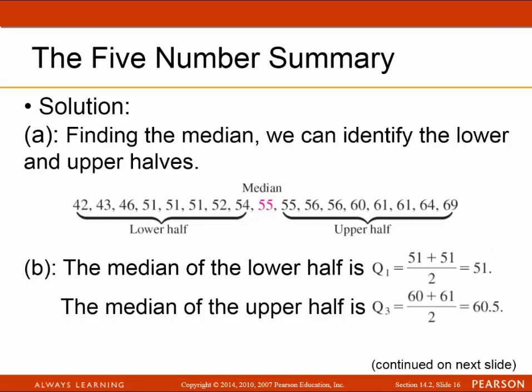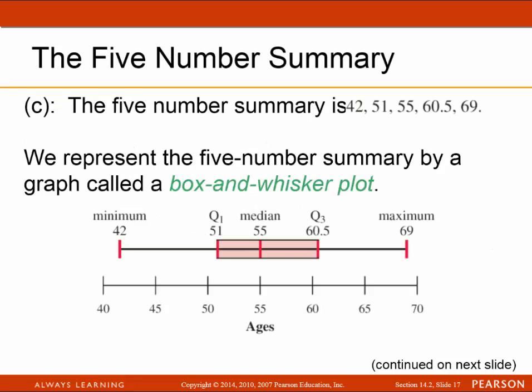Now the median of the lower half is your first quartile, which is (51 + 51) divided by 2, which is 51. And the median of the upper half is Q3, which is (60 + 61) divided by 2, which is 60.5. So the 5-number summary is the following: 42 is the min, 69 is the max, Q1 is 51, Q3 is 60.5, and the median is 55.